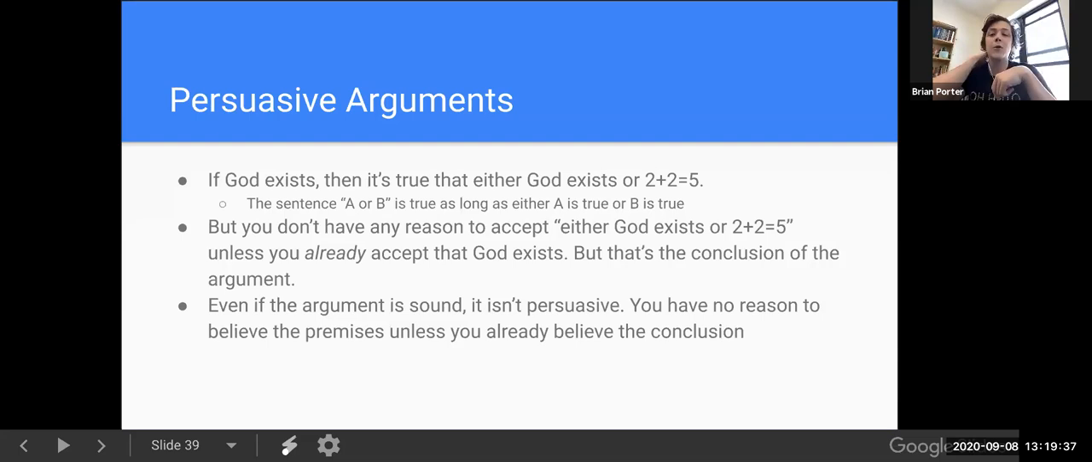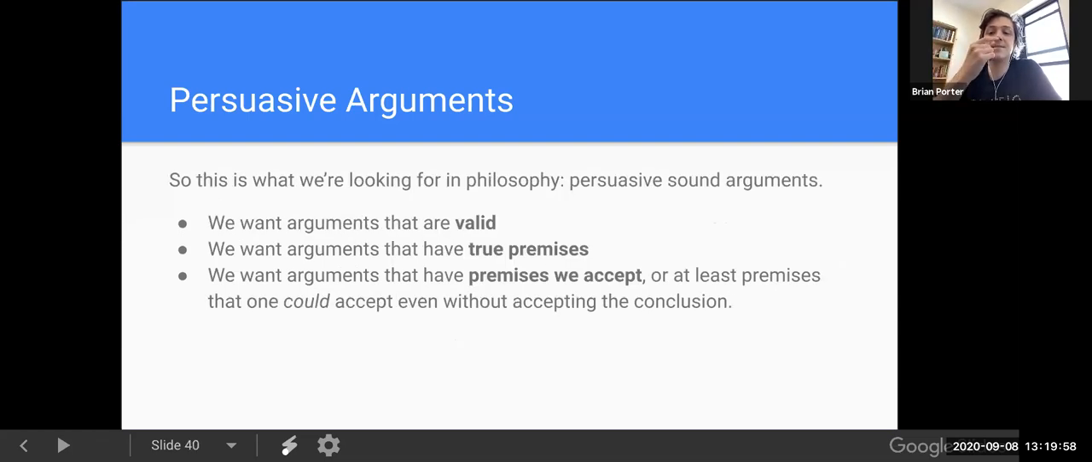The only people who believe that all the premises are true are people who already believe that the conclusion is true. And so the argument can't persuade anybody. So you have no reason to believe the premises, or at least not to believe all of the premises, unless you already believe the conclusion. And that's true for both of those arguments.